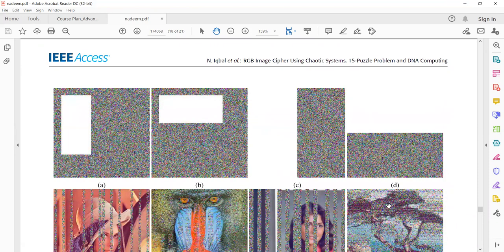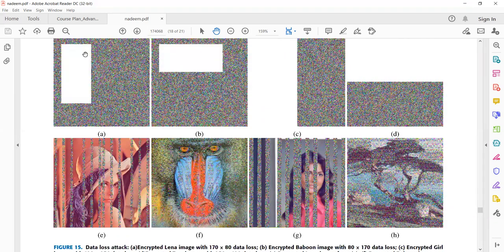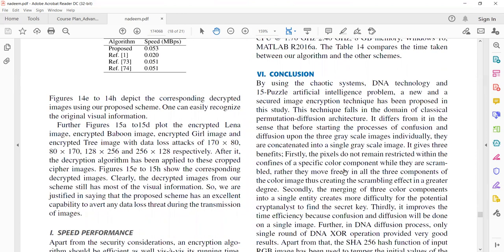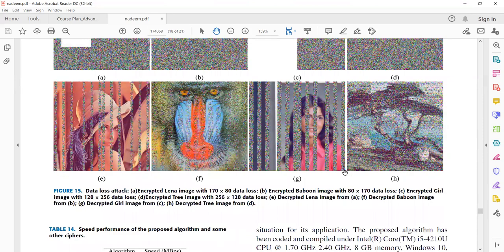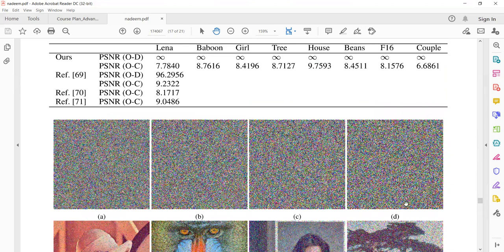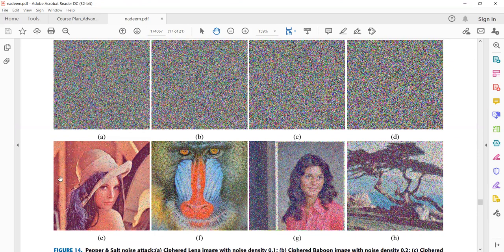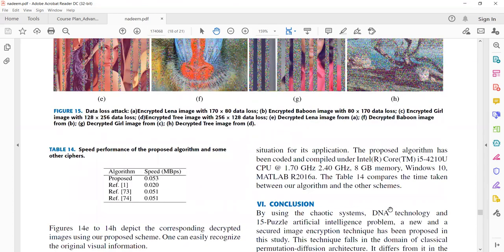Noise and data crop attacks. Here we can see these are the data crop and these are the output images. Again, we can see that the majority of the visual information is discernible. Here is the noise. We have artificially added pepper and salt noises with different intensities, and here we have decrypted them. Again, we can see that our images have been successfully decrypted.